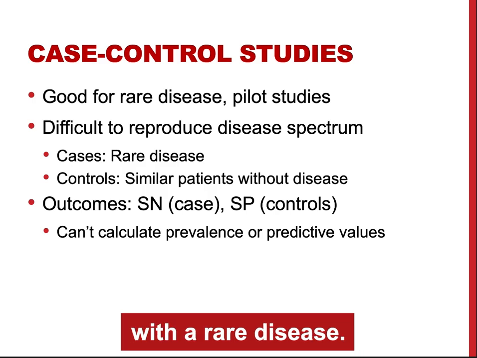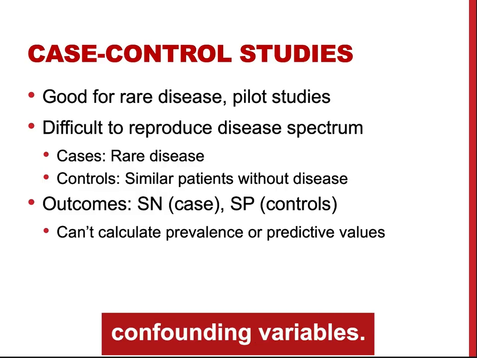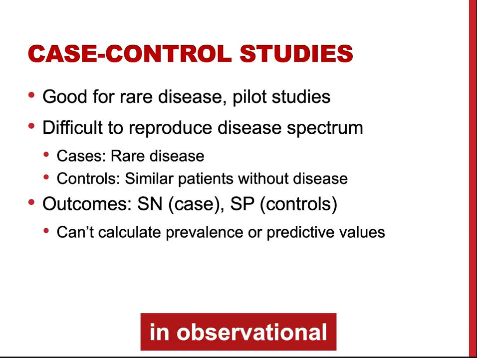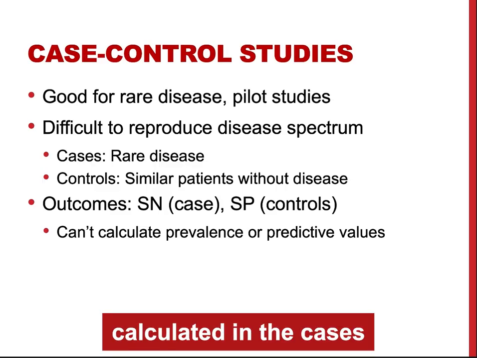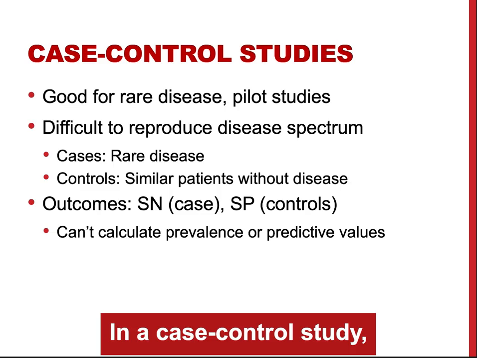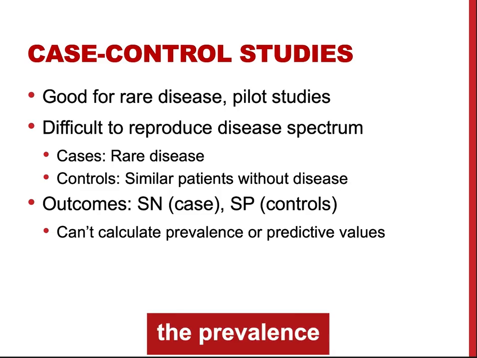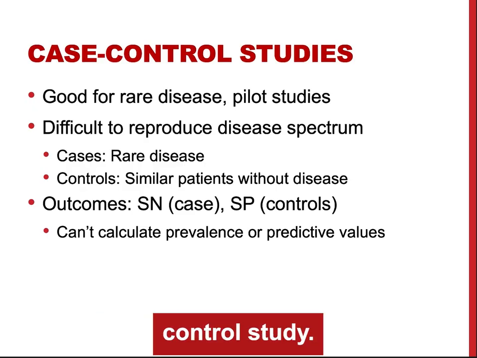The cases are those with a rare disease. The controls are those without the disease. Ideally, these controls should be matched to cases for important confounding variables. Propensity matching is often used for this purpose in observational studies. The outcomes in a case-control diagnostic study are sensitivity, calculated in the cases, and specificity, calculated in the controls. In a case-control study, the investigator determines the ratio of cases to controls. The prevalence of the disease in the study population and predictive values cannot be calculated in a case-control study.